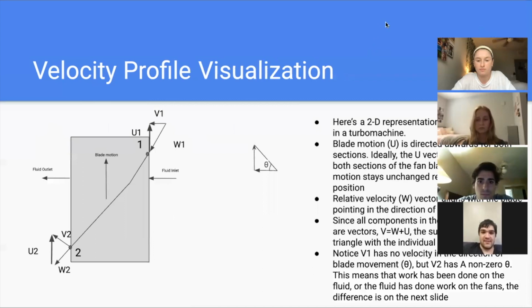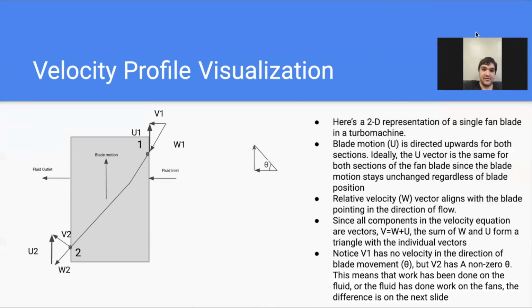Here's a quick 2D representation of a single fan in a turbo machine. Ideally, we assume that blade motion is uniform, so the initial and the final U, U1 and U2, are equal. The relative velocity vector aligns with the blade, pointing in the direction of the flow. W and U are vectors, so the vector sum ends up making a triangle. You can see those triangles at point 1 and point 2.